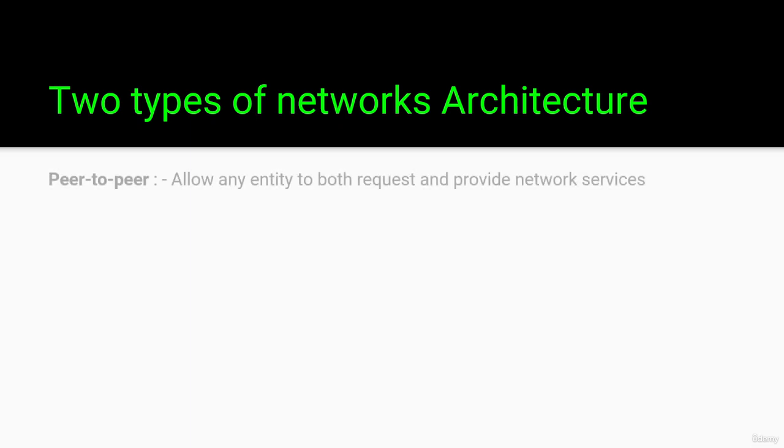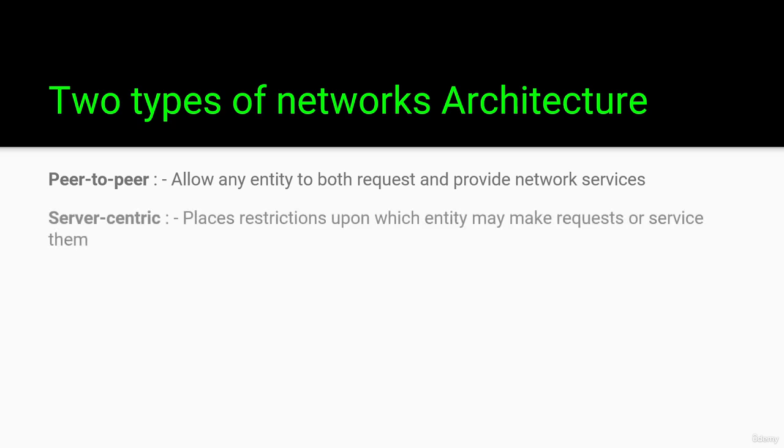There are two types of network architecture. We have peer-to-peer, which allows an entity to both request and provide network services. And we have server-centric, which places restrictions upon which entity may make requests or service them.